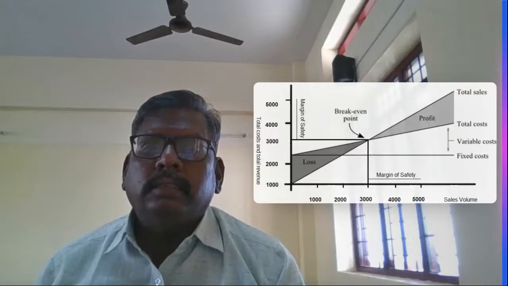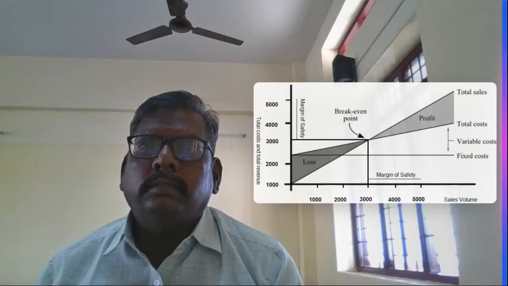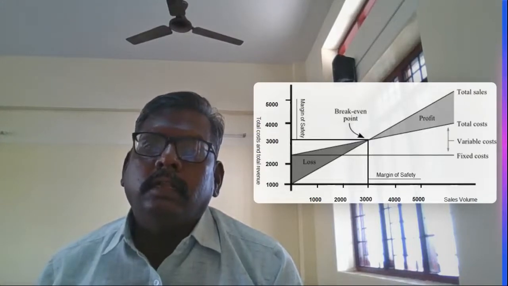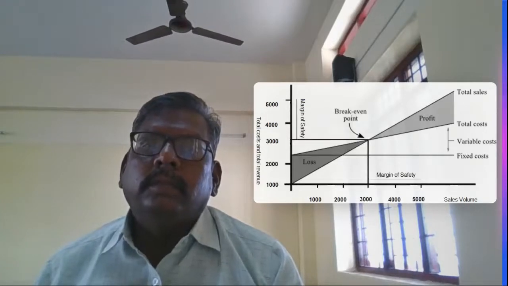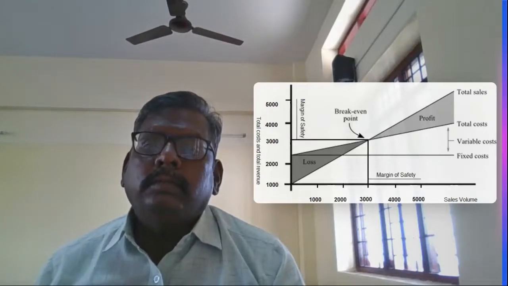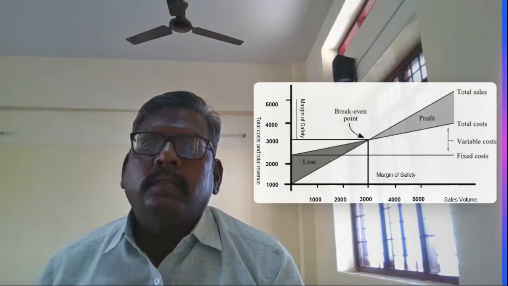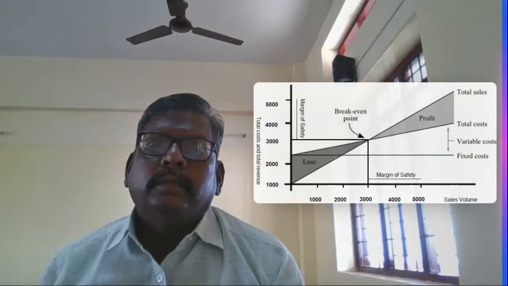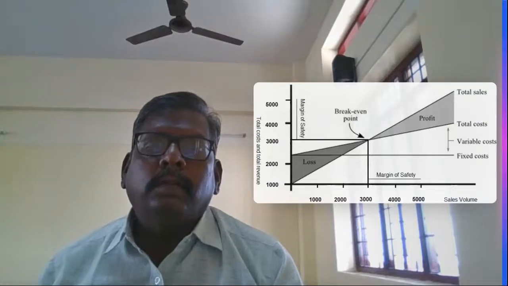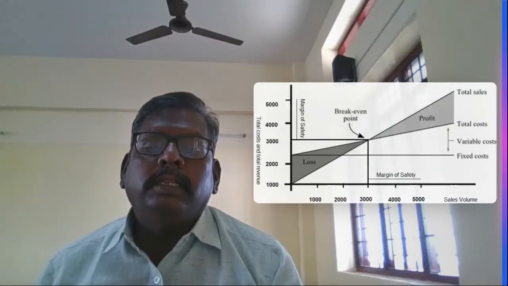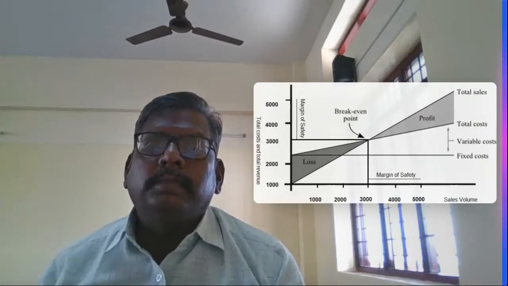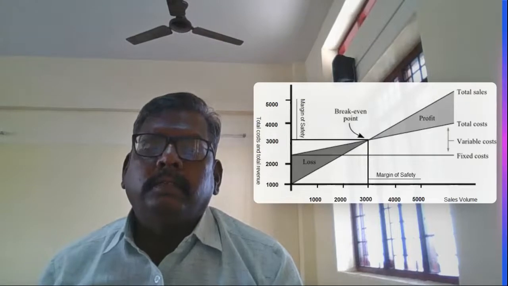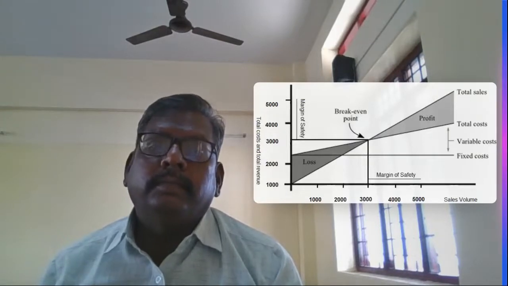in the x-axis, there are 1000 units, 2000 units, 3000 units, 4000 units, 5000 units. And on the y-axis, there are 1000, 2000, 3000, 4000, 5000, which may be the total cost or the total revenue. The x-axis mentions the sales volume or the units produced. The y-axis mentions the profit which is supposed to be earned.